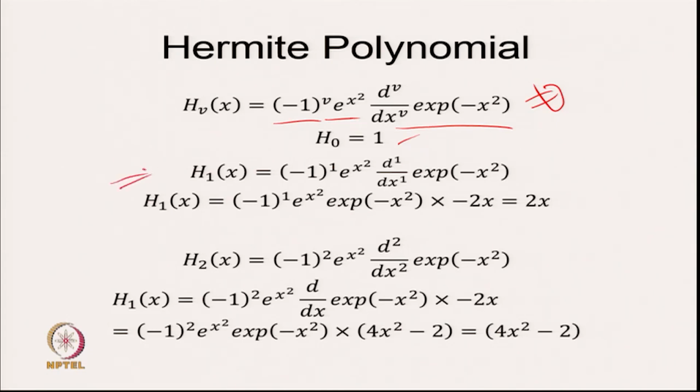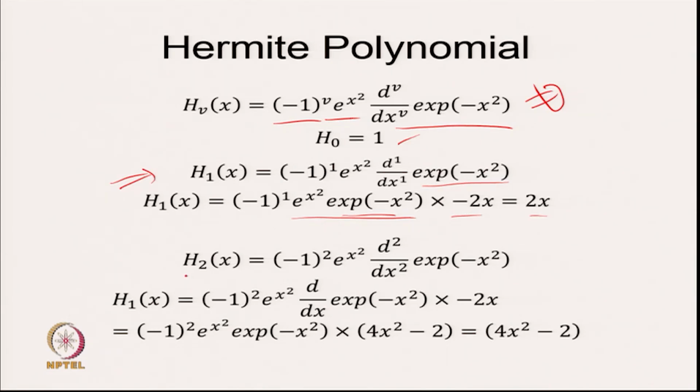For V equal to 1, you can again solve this, and this is minus 1 power 1, exponential x square, d by dx of exponential minus x square. If you differentiate this, what you will get is exponential minus x square into minus 2x, and minus 1 power 1 times exponential x square, these exponentials multiply to 1. So, what you get is simply 2x.